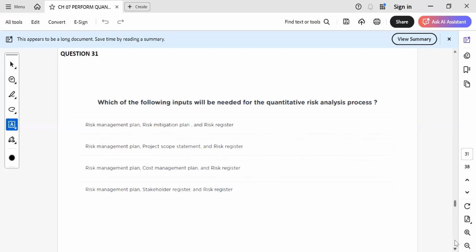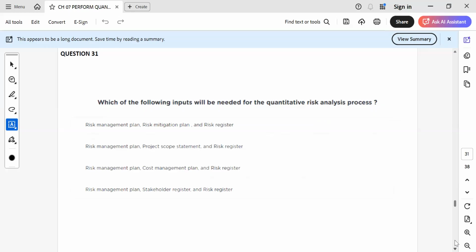So input for the quantitative analysis is like project management plan, right? Right. Under the project management plan, what we have, I need to just find out. I think risk management plan, risk mitigation plan, and risk register. Okay. Risk management plan, project scope statement, and risk register. Risk management plan, cost management plan, and risk register. So it is talking about both the plans, risk and cost. Risk management plan, stakeholder register, and risk register. So for me, option C is the correct one, sir.